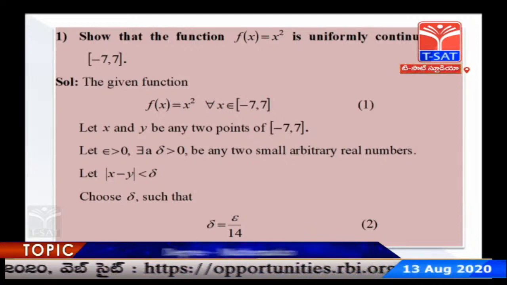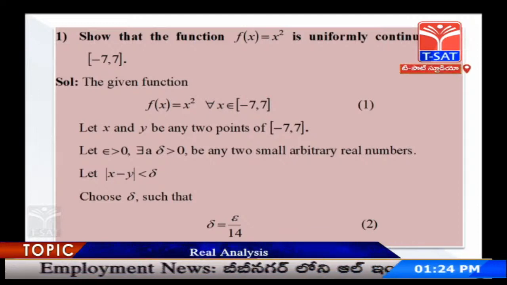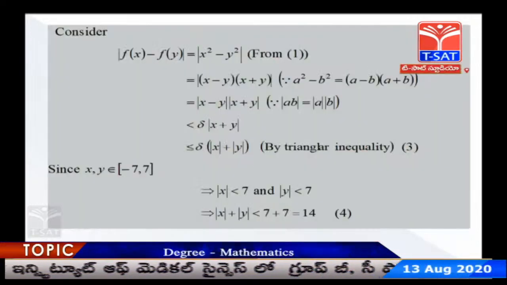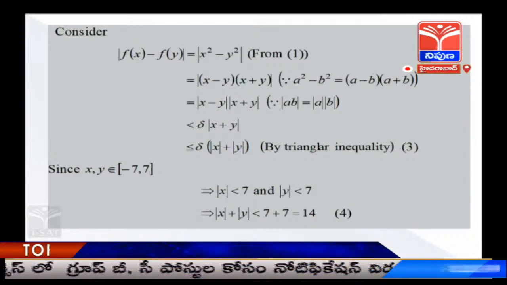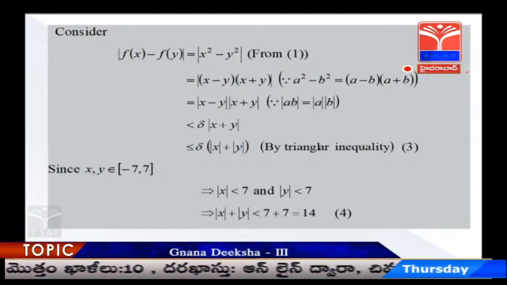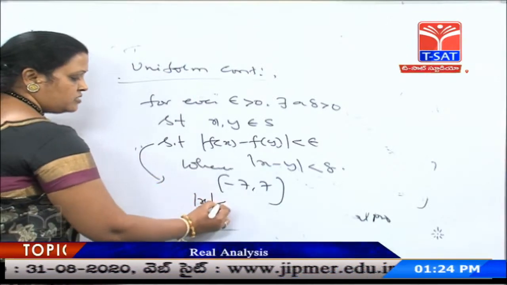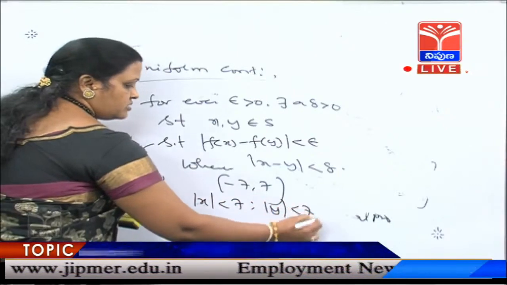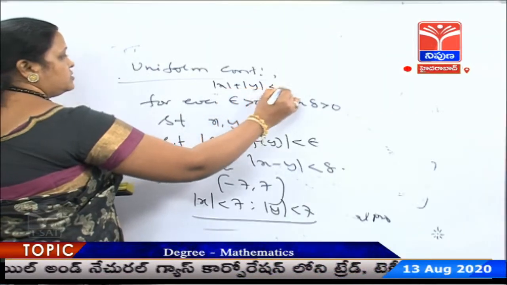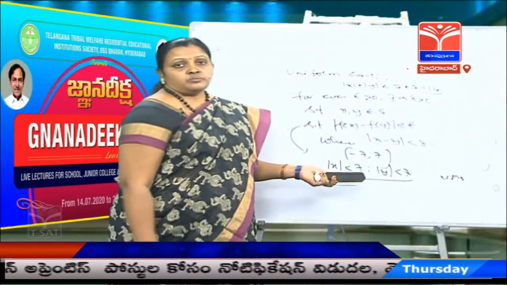So how are we choosing the delta? Delta depends upon the epsilon, that's why we choose delta equal to epsilon by 14. Now you can get a doubt here, why are we taking delta equal to epsilon by 14? If you observe here, in the last case we have modulus of x plus modulus of y, and since we are taking the interval minus 7 comma 7, both the points lie in it, so that mod x is less than 7 and mod y is less than 7. Depending upon this condition, mod x plus mod y is less than 7 plus 7, which is equal to 14. So that's why delta is chosen as epsilon by 14.